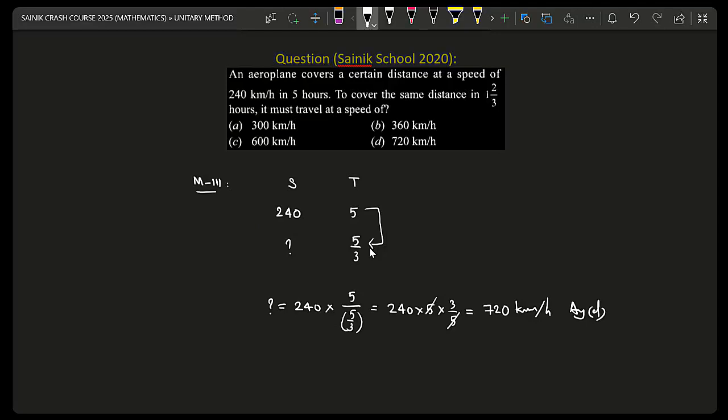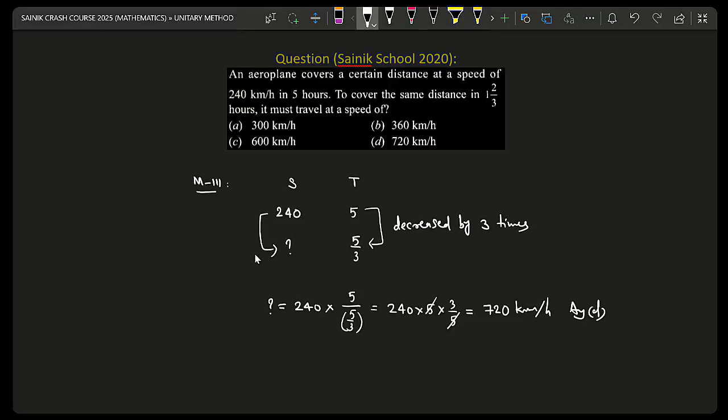Shriyansh, why did 5 become 5 by 3? What happened to the time? Sir, it decreases. It decreased by how many times? 3 times. Very good. 5 became 5 by 3, so we can say decreased by 3 times. Now, in order to cope with the change of the time, does the speed have to increase or decrease?